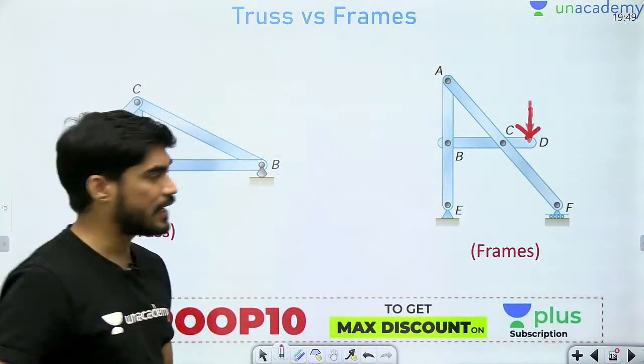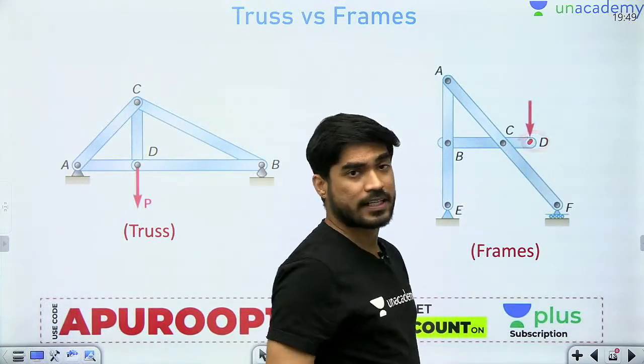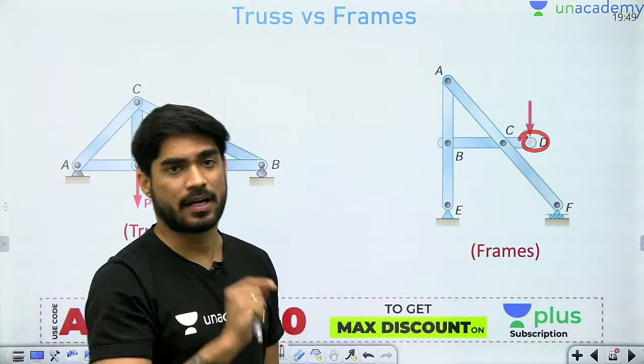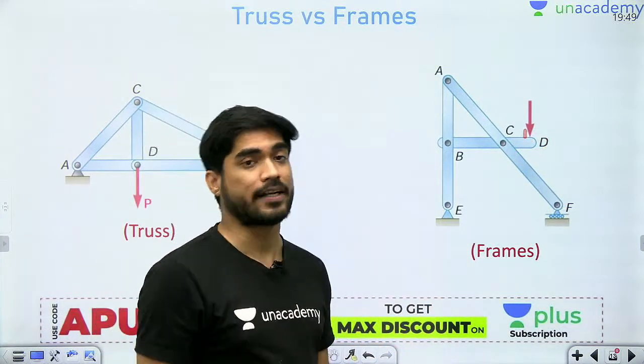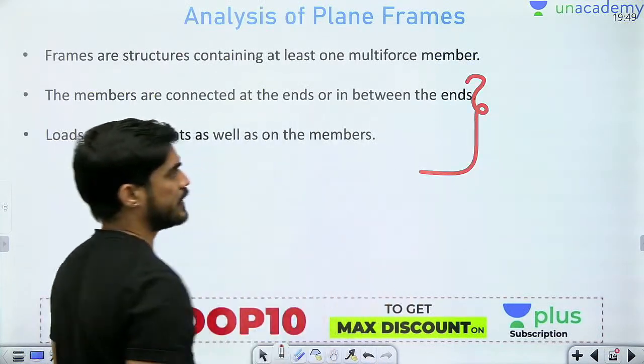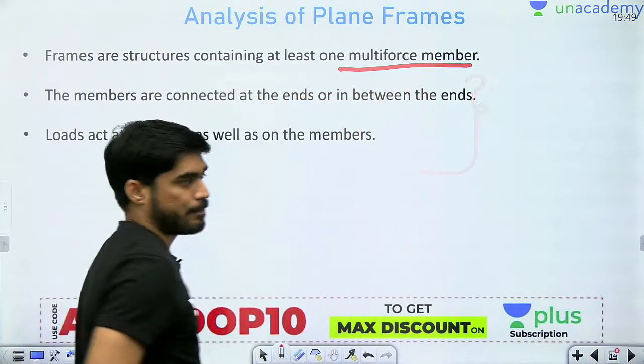Understand? Here the load is acting at point D, which is not a joint. So beta, here the load is acting directly on the member. It is not acting on the joint. So these are the 2 points due to which the members of frames are multi-force members.